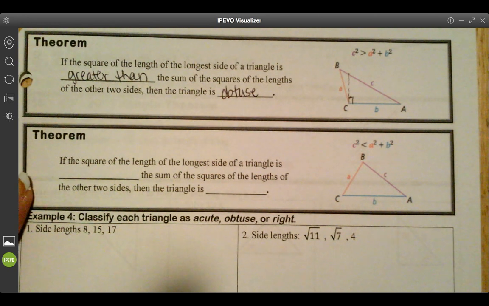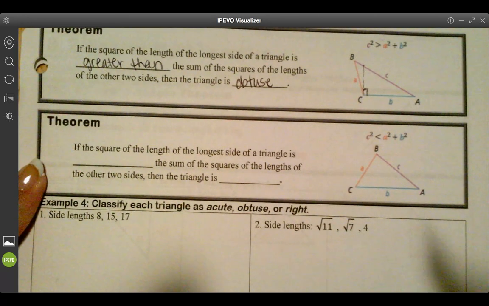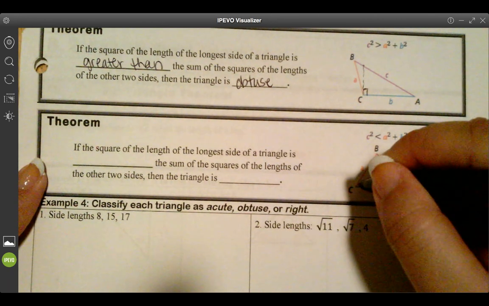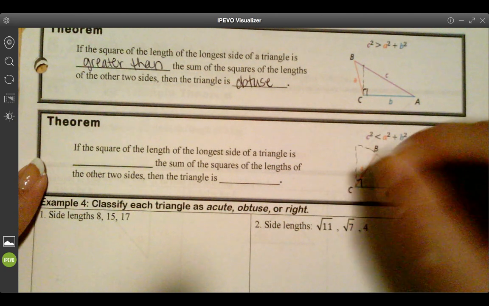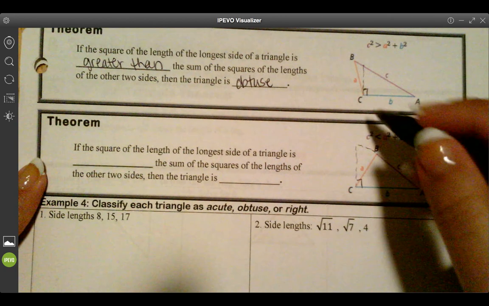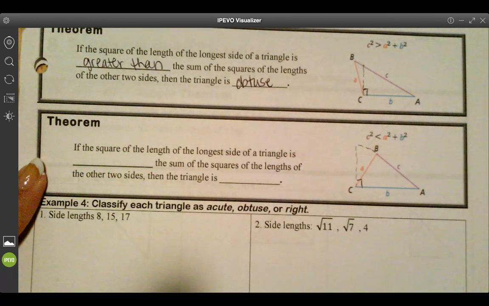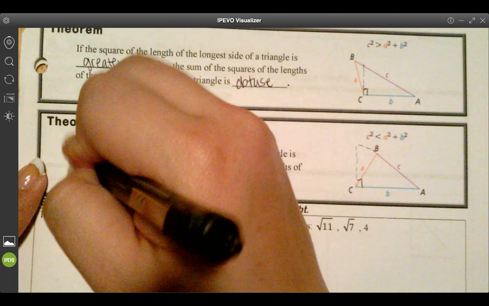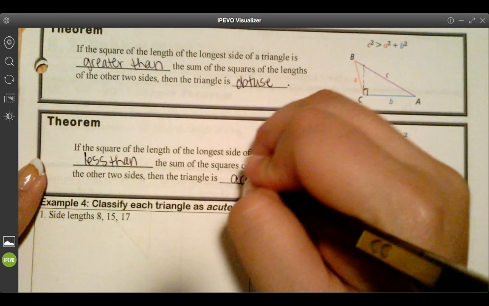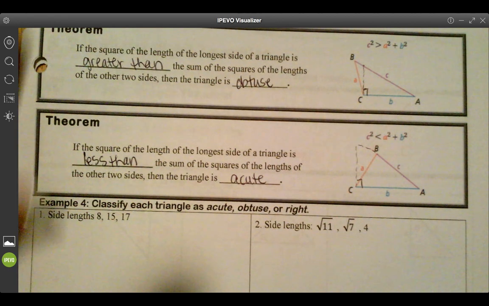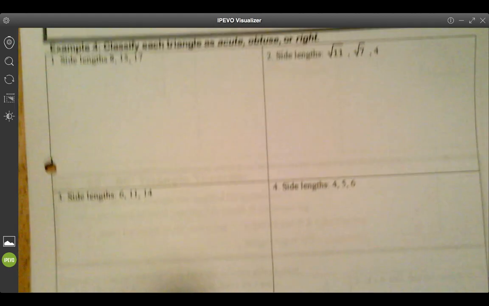Which means, if the opposite is true, if C squared is smaller, then what's happening is that the length that would be needed in order to make this a right triangle would be a bigger C value. So if C is too small to be a right triangle, then this is an acute triangle. So if this is less than, then we have an acute triangle. So let's see if we can classify these.